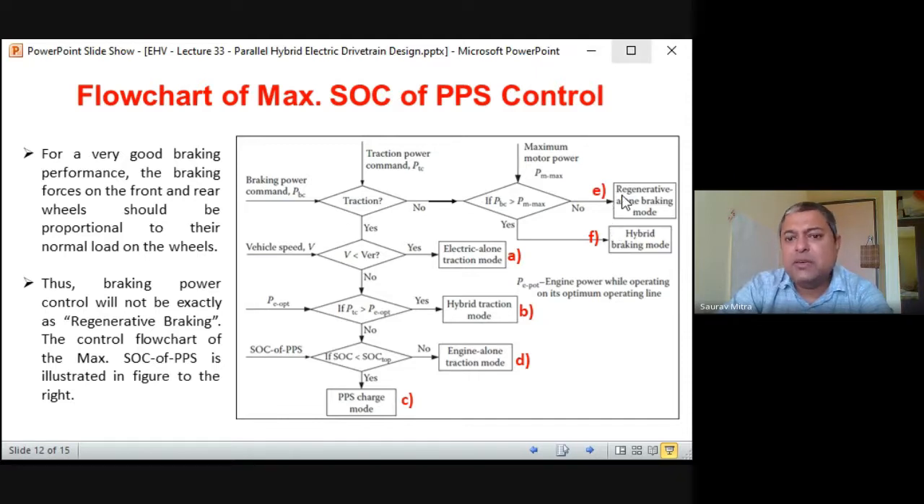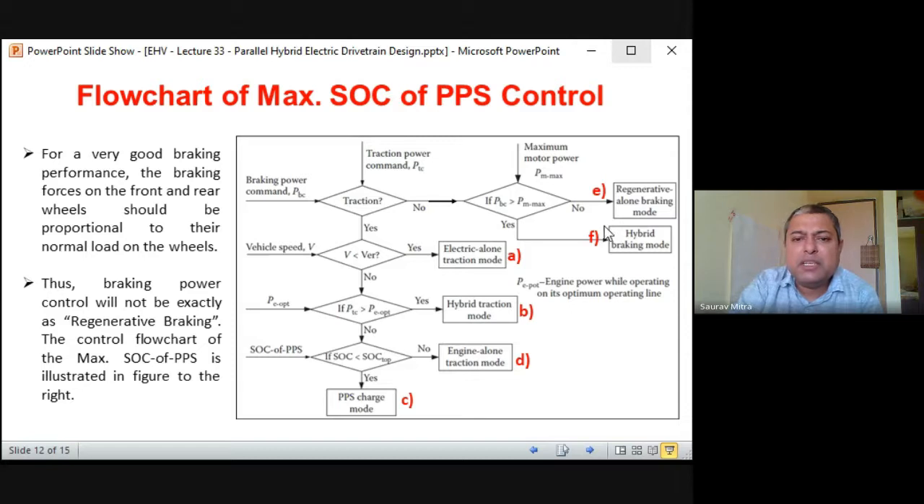So last thing. E was the regenerative braking, F was the hybrid braking. So PBC is greater than PM max. That means whether the braking power is greater than or equal to maximum power. If you are finding that maximum motor power is required, that means you are going for hybrid braking like this. And if less than motor power is required, that means only the motor power will be supplying the brake power.